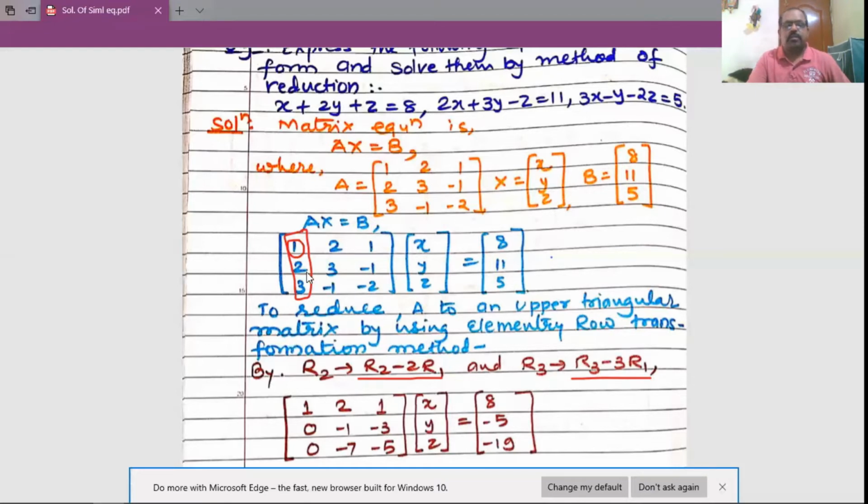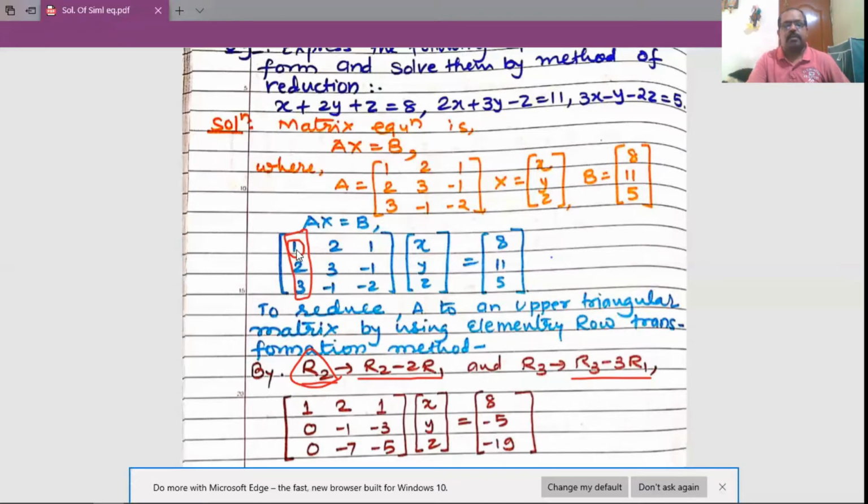So first, R2 minus 2R1. Whenever we transform R2 using R2 minus 2R1, the change takes place only in R2, not in the other rows. So the first row should be written as it is. Here the first row is 1, 2, 1, and I kept it as it is. Now apply this transformation on R2. If I multiply all elements in R1 by 2, they become 2, 4 and 2. Then subtract these from the elements 2, 3 and minus 1 respectively.